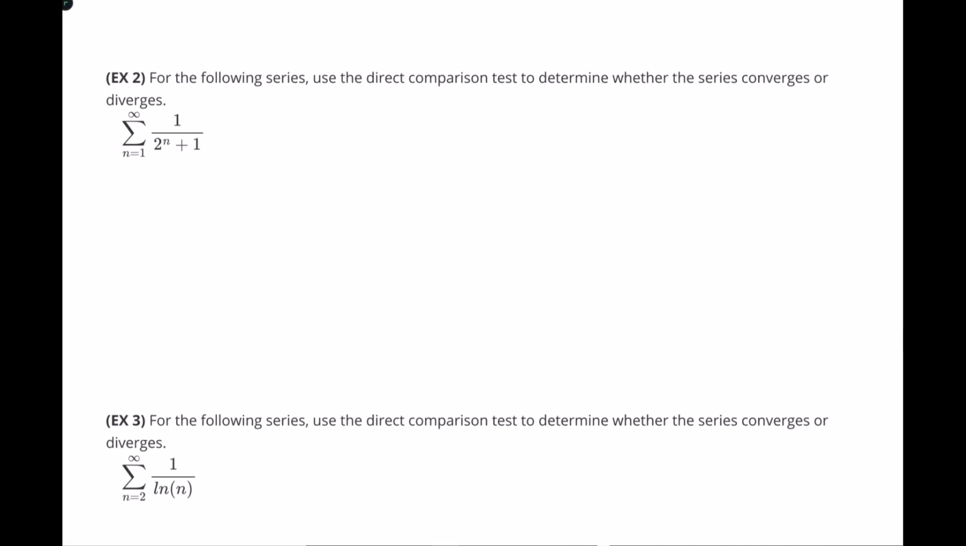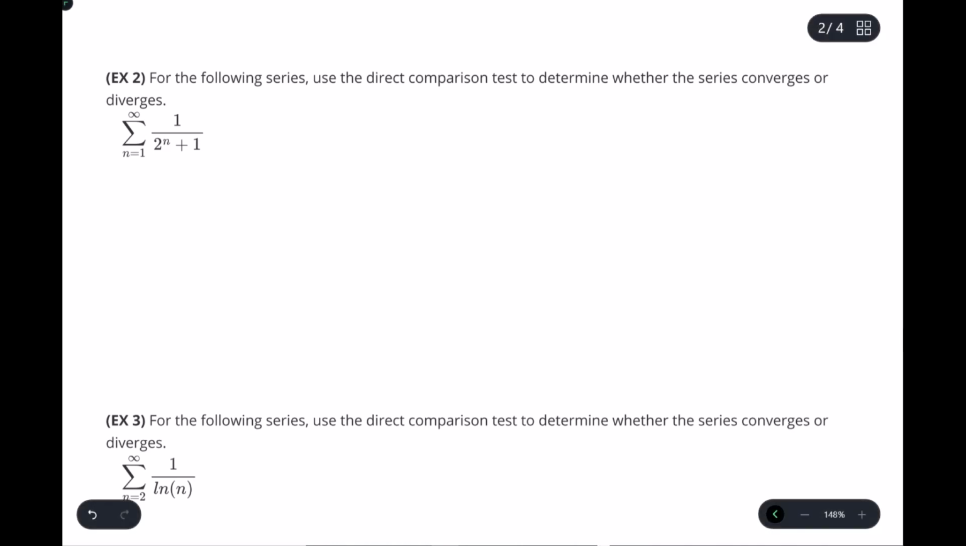All right, the second one, for the following series, use the direct comparison test to determine whether the series converges or diverges. Now this time, this is really similar to a geometric series, but it's not a geometric series. It's only off by an additive, like +1 here. That's enough to make it not a geometric series. So you can't just say that it converges as a geometric series. You'd have to prove it through some other means.